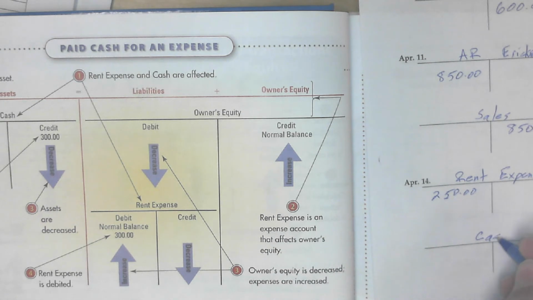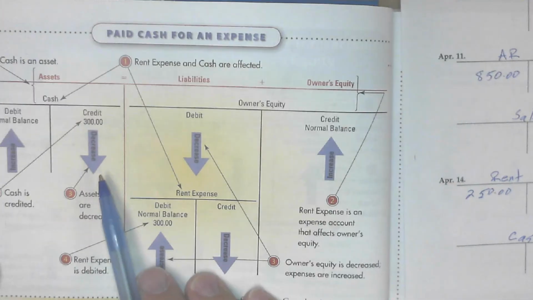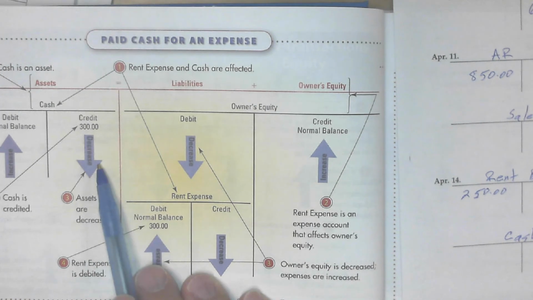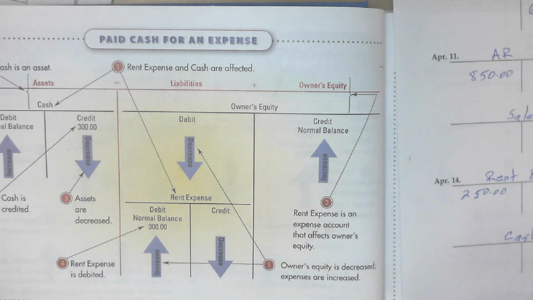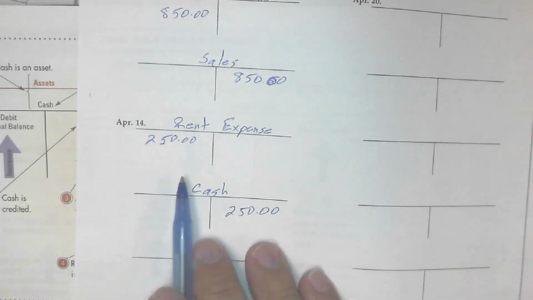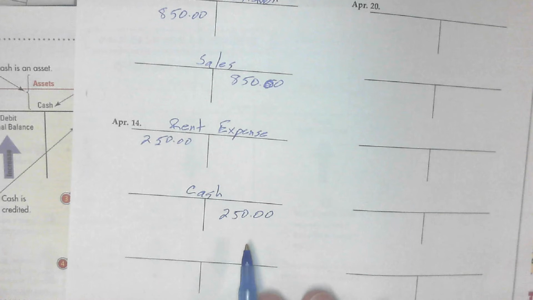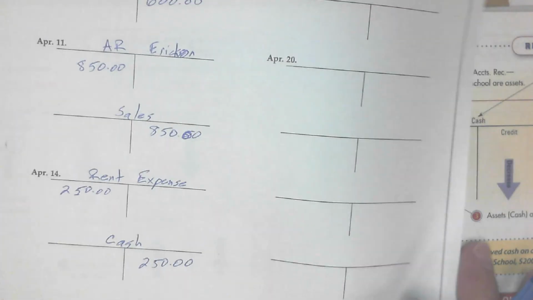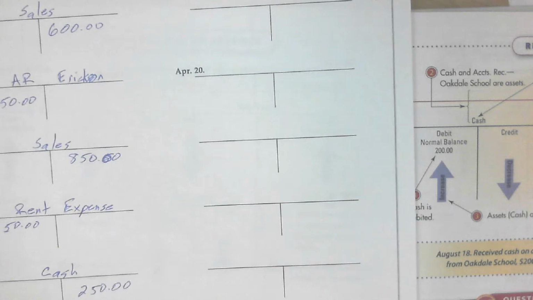So I'll write our next one down because it was cash that went out. So cash goes out, so it's a decrease. Our decreases for assets go under credit, on the credit side of the T. So we had an increase in rent and a decrease in cash.